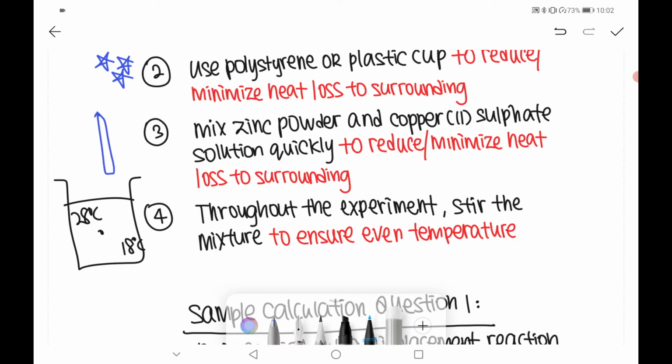The whole solution also has the same temperature. So here 28, here also 28, here also 28, here also 28, okay? So if you stir the solution, the temperature will be very even. The temperature will be balanced, will be even. That is what you need to know, okay?